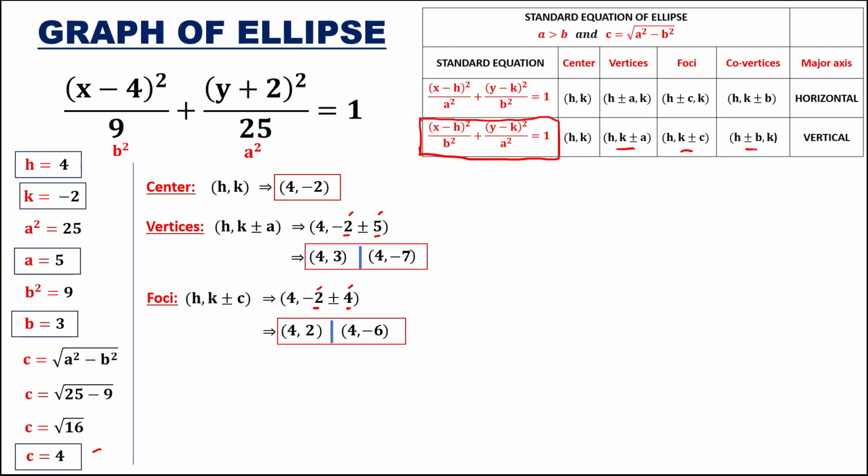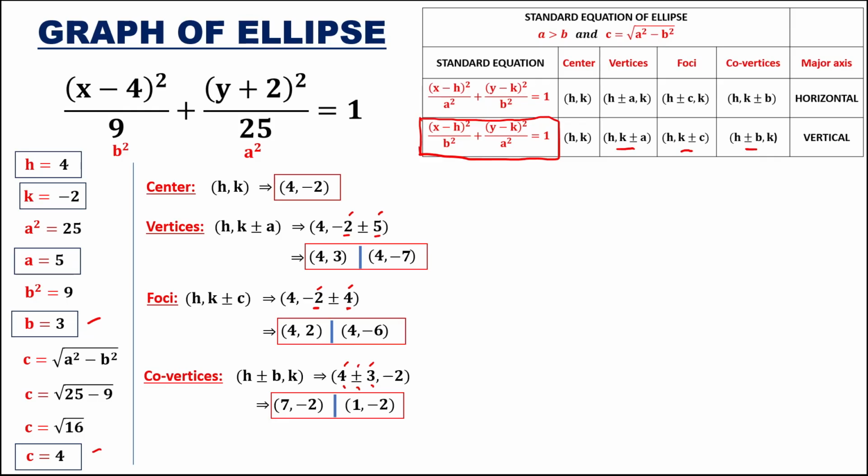Then for the co-vertices, that's H plus minus B and K. Then H is 4, B is 3, then K is -2. Then to find the coordinates, 4 plus 3, that's 7. Then the other coordinate, 4 minus 3, that's +1. So these are now the coordinates of the co-vertices.